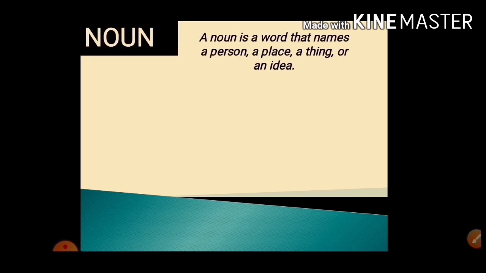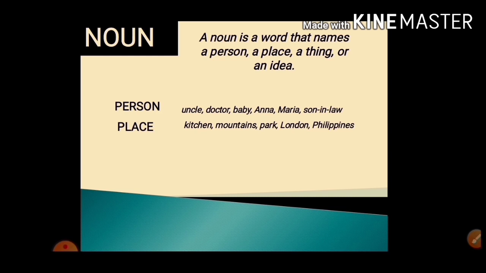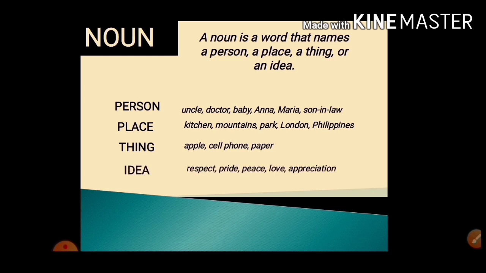noun. A noun is a word that names a person, a place, a thing, or an idea. Noun of a person can be uncle, doctor, baby, Anna, Maria, or son-in-law, etc. Noun of a place can be kitchen, mountains, park, London, Philippines. Noun of a thing can be apple, cell phone, or a paper, etc. Noun of an idea can be respect, pride, peace, love, or appreciation. So these words given are just some of the examples of a noun.